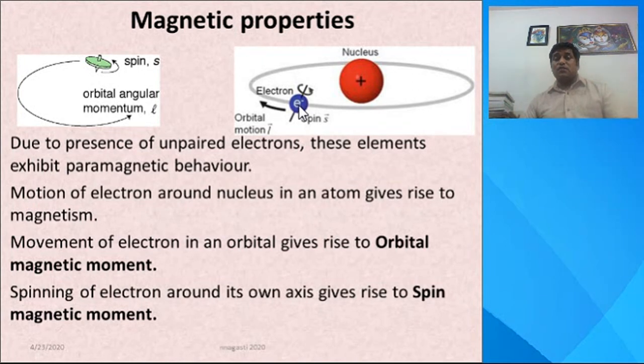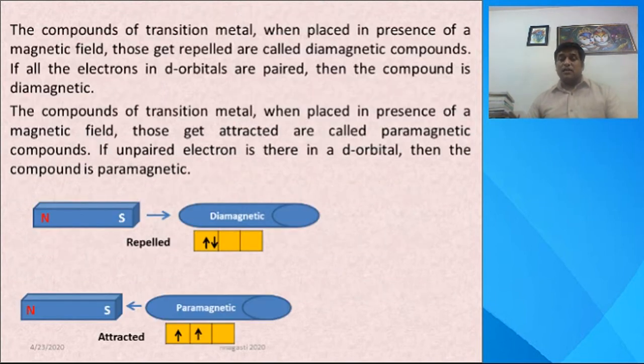And when the electron rotates, it also spins around its own axis. So the spinning of the electron around its own axis gives rise to spin magnetic moment. Because of these two sorts of motion of the electron, there are two types of magnetic moment. The effective magnetic moment is the resultant of spin magnetic moment and orbital magnetic moment.